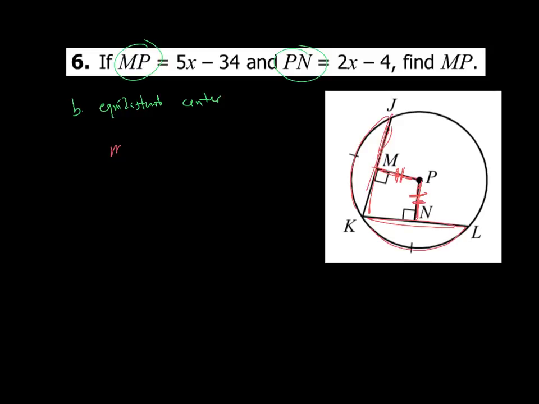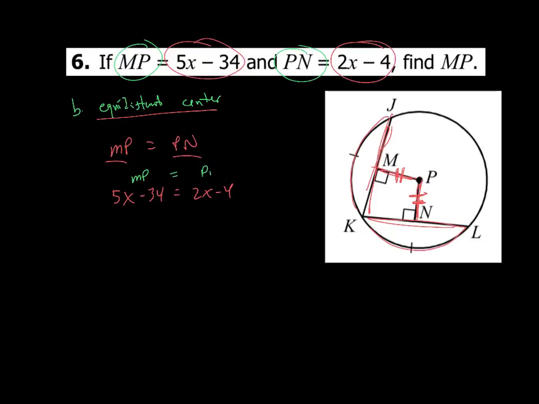So MP is equal to PN because they come from congruent chords, so they're equidistant to the center, right? Same distance. Well, since MP equals PN, then 5x minus 34 must equal 2x minus 4. So 5x minus 34 equals 2x minus 4. Now keep in mind that the statement on the left is MP and the statement on the right is PN.